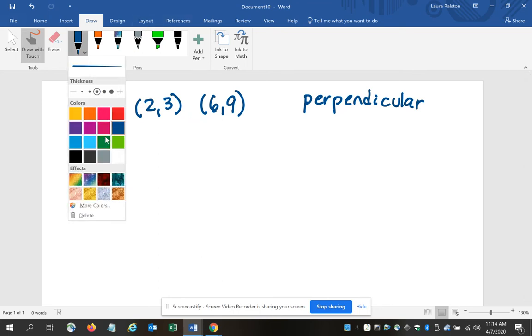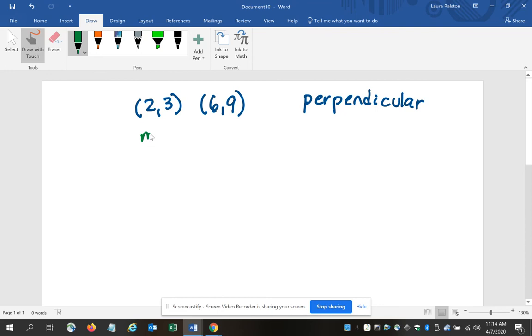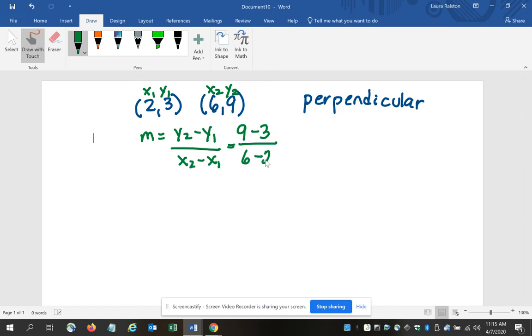So again, remember, you need the slope, specifically the perpendicular slope, a point, and then we use point slope. The first thing I have to figure out, because I'm not given the value of the slope, is the slope of the given line. If I use my formula, here's x1, y1, x2, y2. So I would have y2 minus y1 over x2 minus x1 equals 9 minus 3 over 6 minus 2. 9 minus 3 is 6. 6 minus 2 is 4. That gives me 6/4, which would simplify to 3/2.